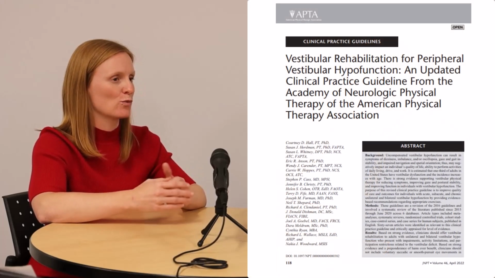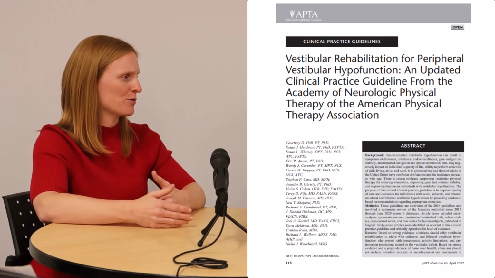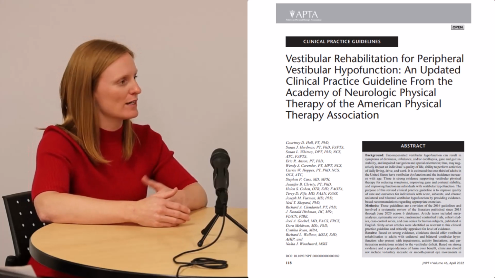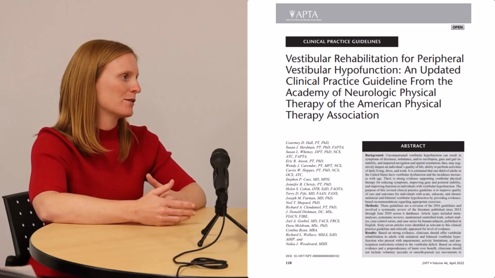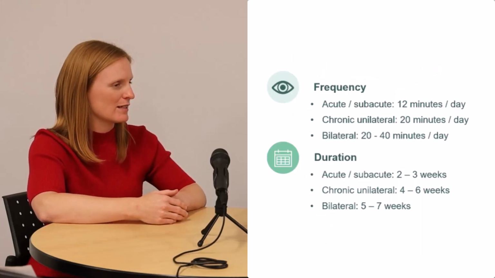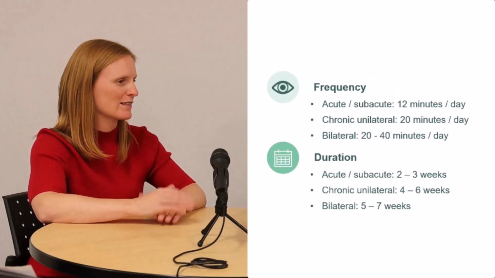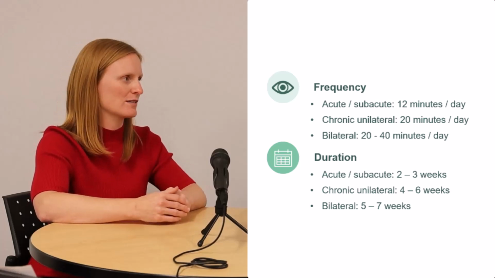And by using clinical practice guidelines, we know that if a patient performs these VOR training exercises for 12 to 20 minutes a day, for 2 to 7 weeks, depending on the type of vestibular loss and the chronicity, their symptoms will improve and their function will also improve.